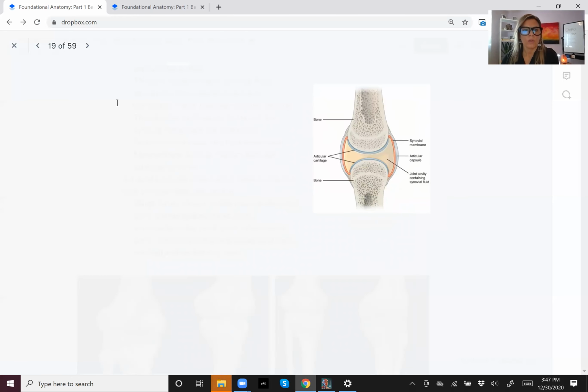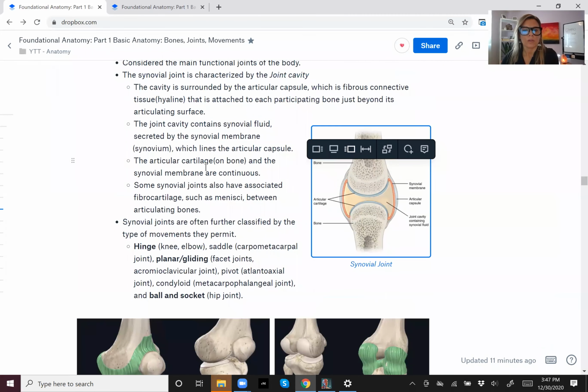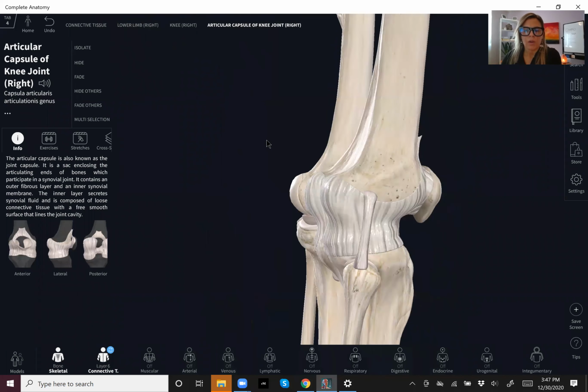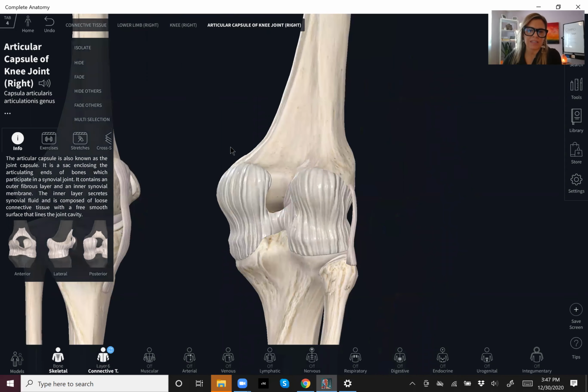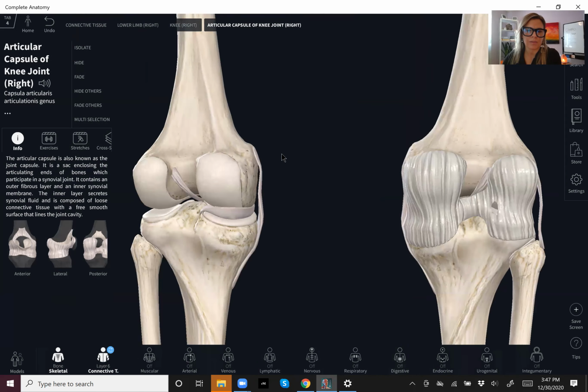And so we will pop into our anatomy app here where we'll look at the articular capsule of the knee joint. So this is that outer layer that we just looked at. So you can see here, we've already looked at this knee joint, right? So we've seen the inside. So remember, here's the femur, here's the articular cartilage on the bottom of the femur and the articular cartilage on the top of the tibia.